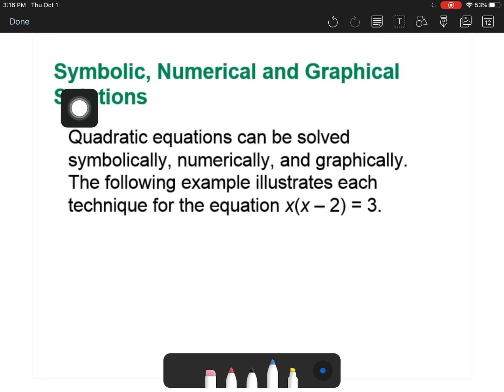Here they're just going to do a comparison of solving symbolically, which is algebraically, numerically, which is basically just looking at a table of values and seeing, okay, if I plug this in, what do I get? If I plug this in, it's kind of a guess and check method. And then graphical solutions, okay? They're all going to involve this quadratic equation. It doesn't look quadratic because it's factored, but if you distribute that through, x squared minus 2x equals 3, so it's quadratic.